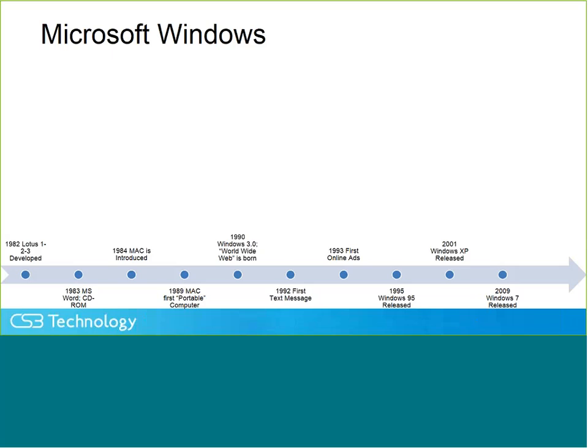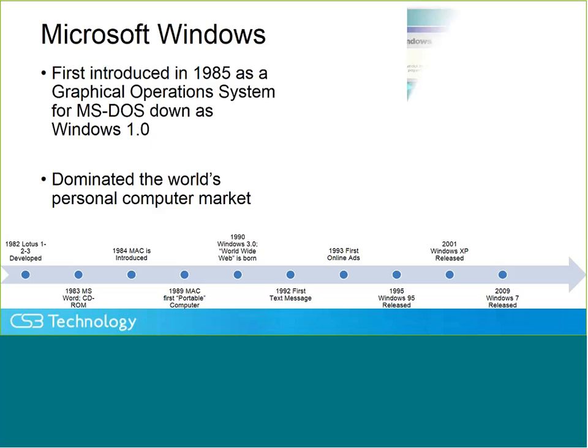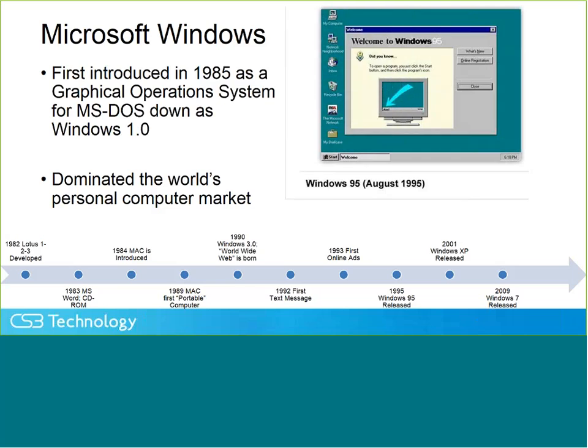And then you can see as the timeline progresses on, 1984 was when the first Mac came out, and then Windows 3 in 1990. But Windows was really first introduced as just a way to make MS-DOS look pretty. A graphical operating system. They started with Windows 1.0 in 1985, and that really dominated the world's personal computer market. It was a huge deal back then. I'm sure some of you remember that. But Windows 95 was released in 1995, and that really was a huge release for Microsoft. It made a big difference in the way that Windows looked.